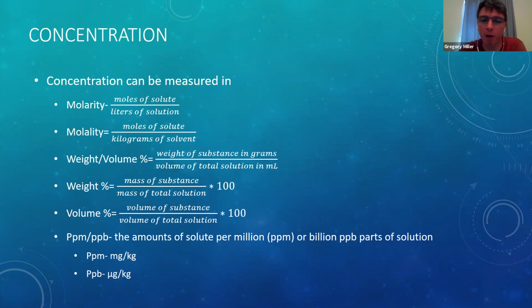There's the weight by volume percent. That is the weight of a substance in grams divided by the volume of total solution in milliliters, times 100 to make it an actual percent. But that does specifically need to be in grams per milliliter. In this case, it's not a density, but the units look similar. There's the weight percent, which is the mass of your substance or your solute divided by your total mass times 100. And your volume percent, which is the volume of your solute divided by the volume of your total solution.